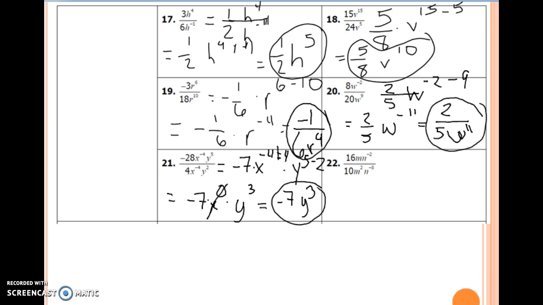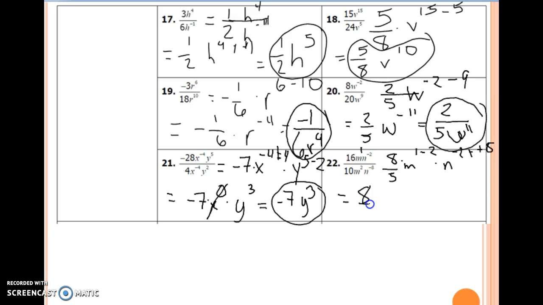Last one, 16 divided by 10. Well, this simplifies to 8 over 5. Remember, use that PRB button, second PRB. Then we have m to the first minus 2, because we have m to the first on top and then a 2 on bottom, times n to the negative 2 on top minus a negative 8. Well, minus a negative really means positive.